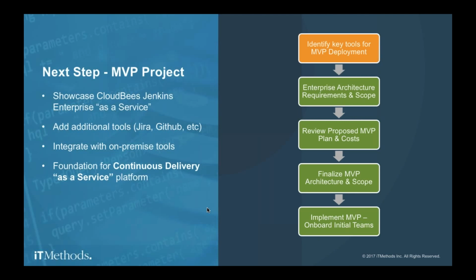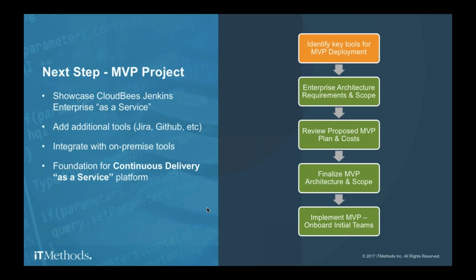So where do you get started? This is a common question, and we have a very lightweight approach, and it's really dictated by our customer how rapid they want to accelerate this adoption. So it's essentially a straightforward approach. It's identifying an MVP project. It could start with a single tool or a number of tools. Obviously, CloudBees Jenkins Enterprise is typically at the center and showcased as a service, and then integrating additional tools.